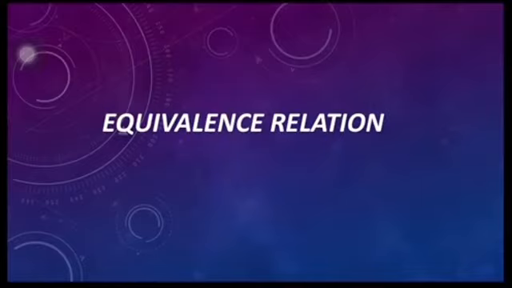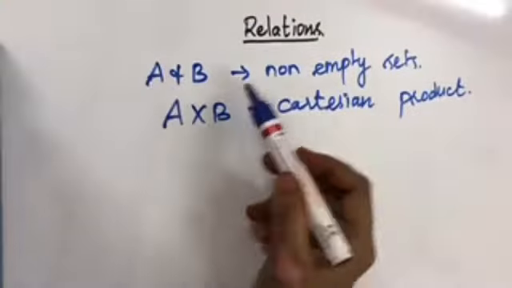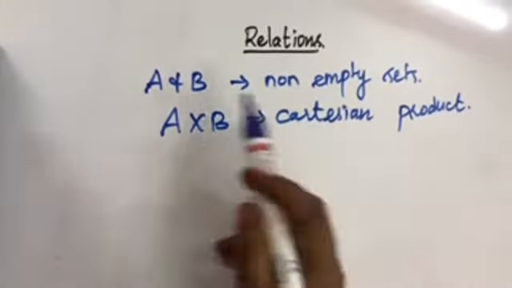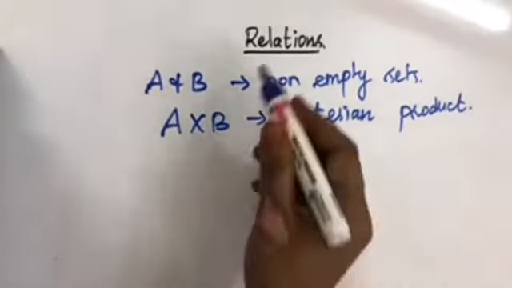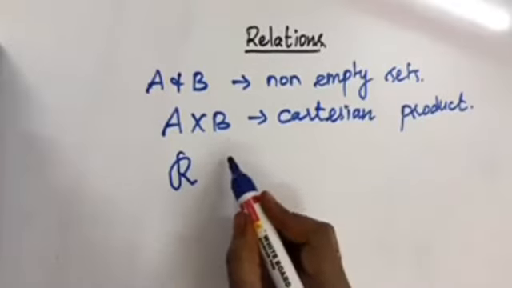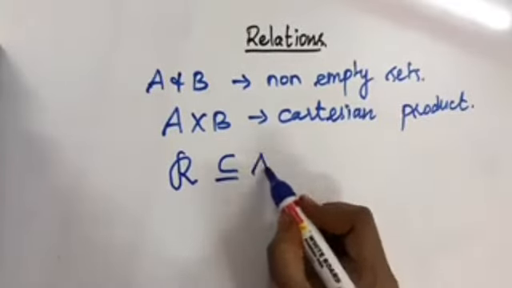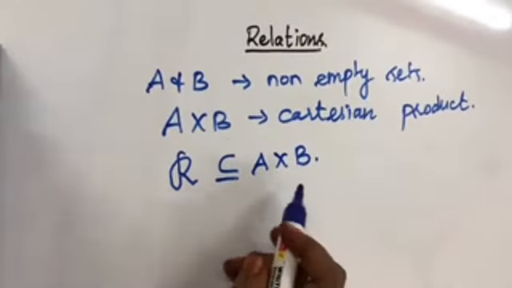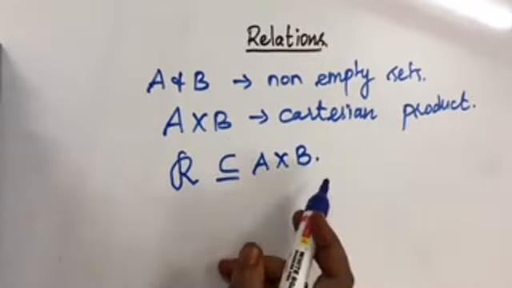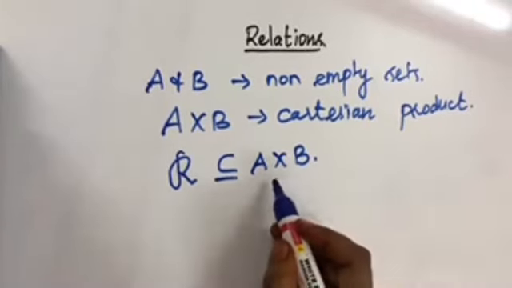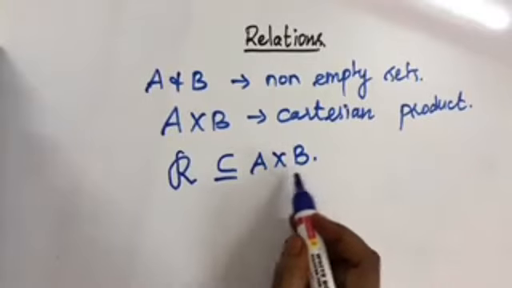And now we are going to learn about equivalence relation also. A and B are two non-empty sets. A cross B is the Cartesian product of these two sets. So I define a relation R, and it is a subset of A cross B. The relation is a subset of the Cartesian product of A and B.